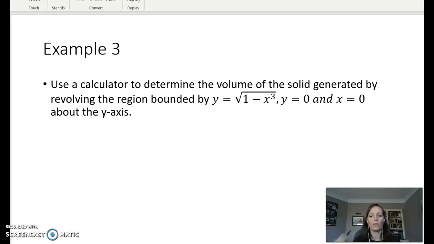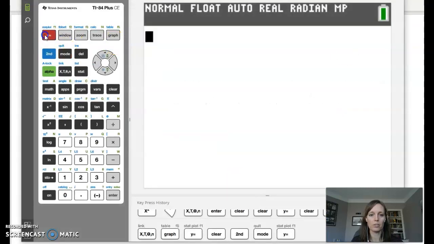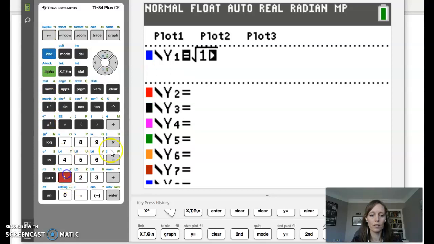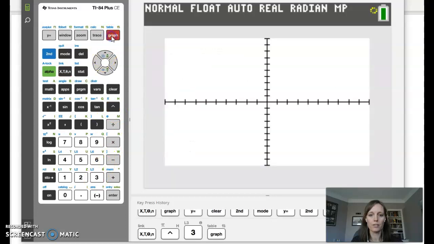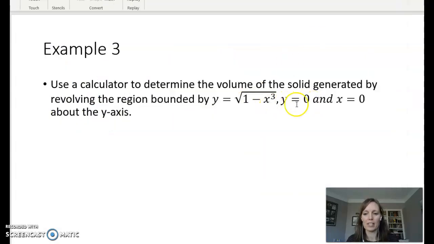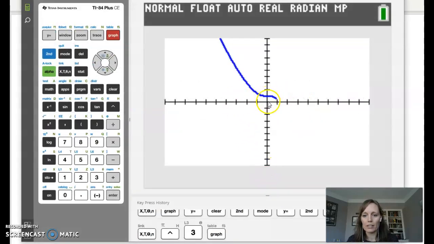Let's take a look at example 3 where we're using a calculator to evaluate this. So the first thing I want to do is look at this function on a graph. So I have the square root of 1 minus x cubed, 1 minus x to the third. Okay, this is being rotated around. Oh, it actually doesn't tell us. That's right, I was going to express that. So this is closed off by y equals 0 and x equals 0. What I want to point out is that this one here, so it's this little spot in here.